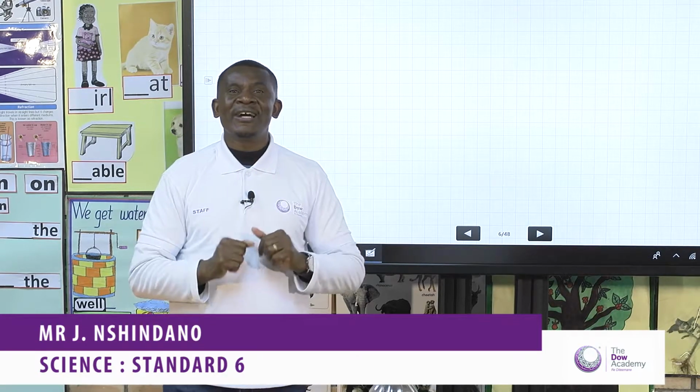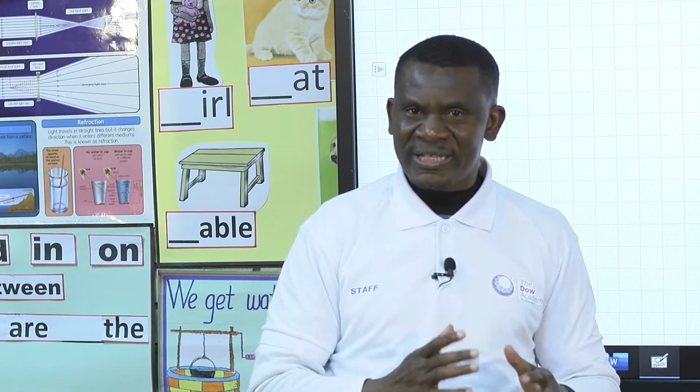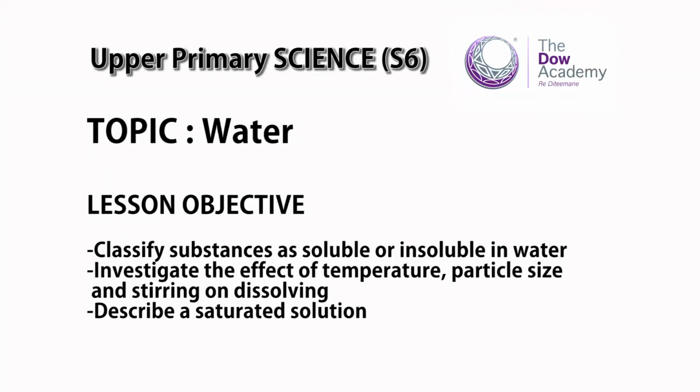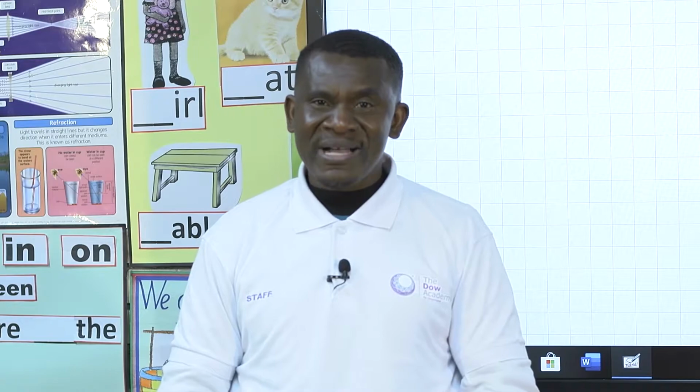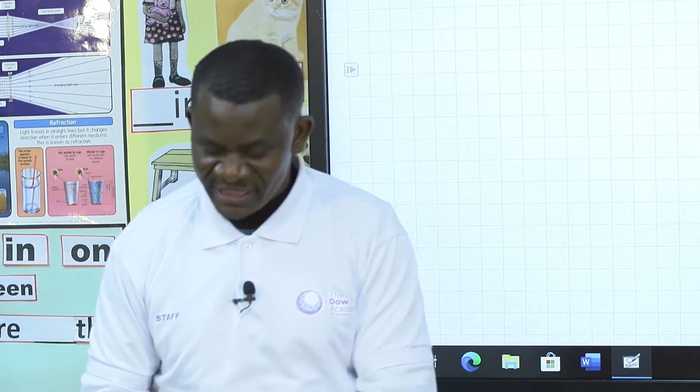Before we go any further, in this topic, I want you to achieve 3 things, and those are going to be our objectives. By the end of this lesson, you should be able to classify substances as soluble or insoluble in water. You should be able to investigate the effect of temperature, particle size, and stirring on dissolving. And the third that you must achieve is describe a saturated solution.